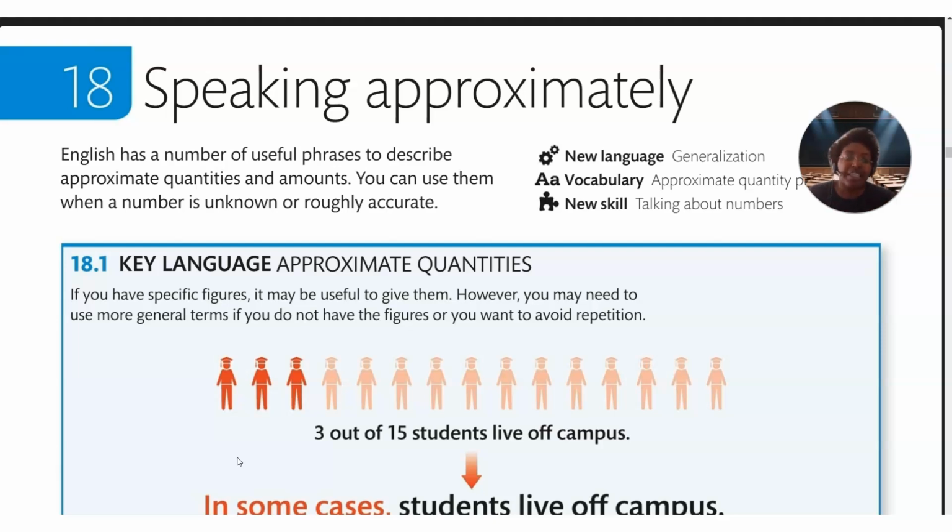The topic, speaking approximately. So if you follow along in the introduction over here, it says English has a number of useful phrases to describe approximate quantities and amounts. You can use them when a number is unknown or roughly accurate. So the new language that we'll talk about today is generalization, approximate quantity phrases, and talking about numbers. So we're going to give you some great ways to describe numbers when you want to approximate. So what are those phrases? Well, let's start with our first point.